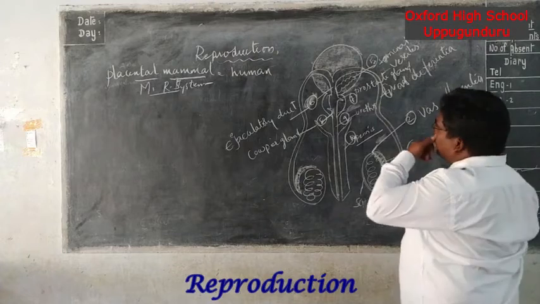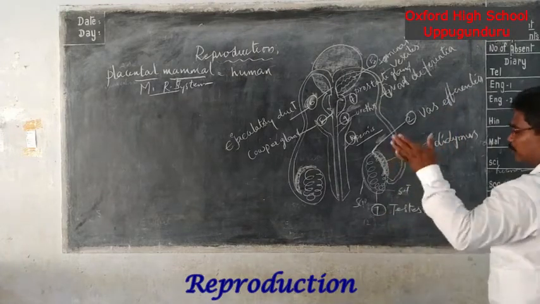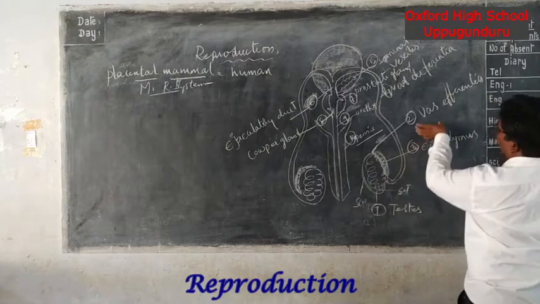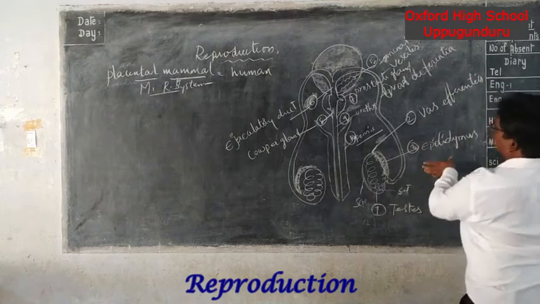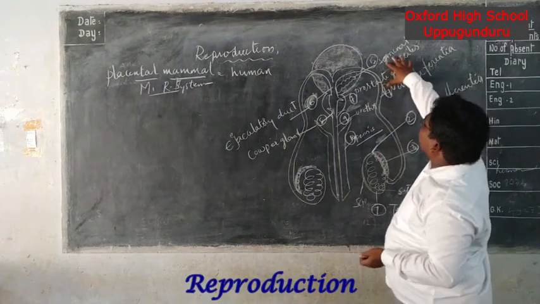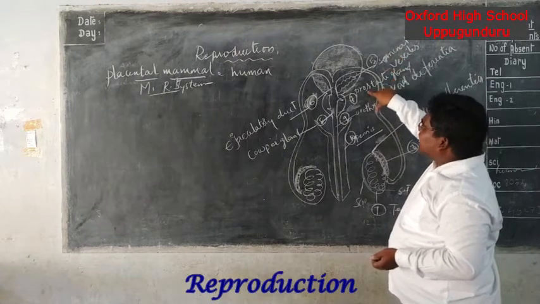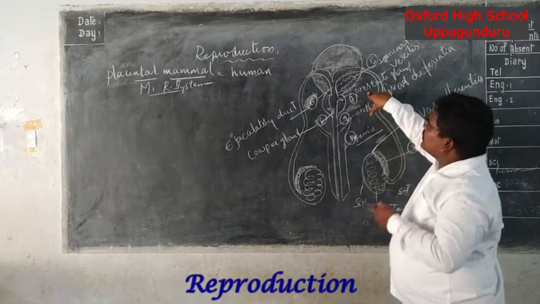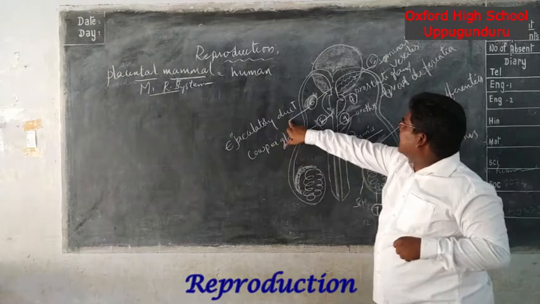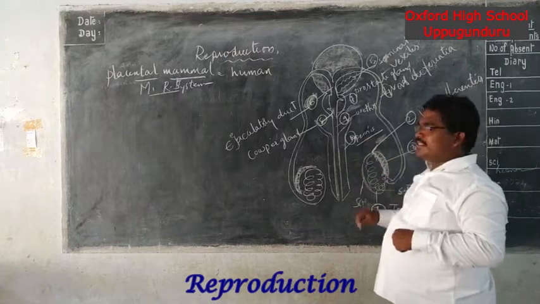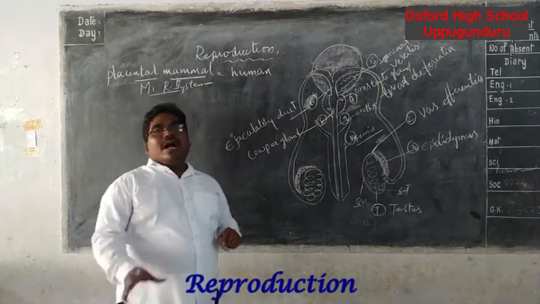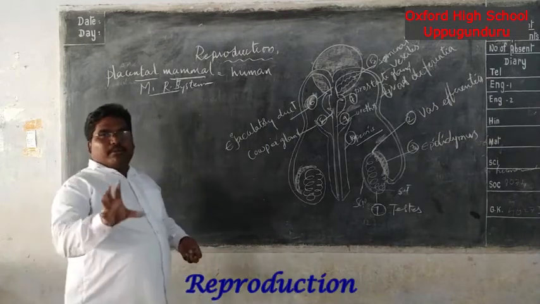So dear students, carefully observe the points in your textbook. A pair of testes, a pair of vas afferentia, a pair of epididymis, a pair of vas deferens, a pair of seminal vesicles, prostate gland, Cowper gland, ejaculatory duct, urethra, and penis. These are the 10 points that I have given in your textbook. Now I am going to explain the parts one by one.